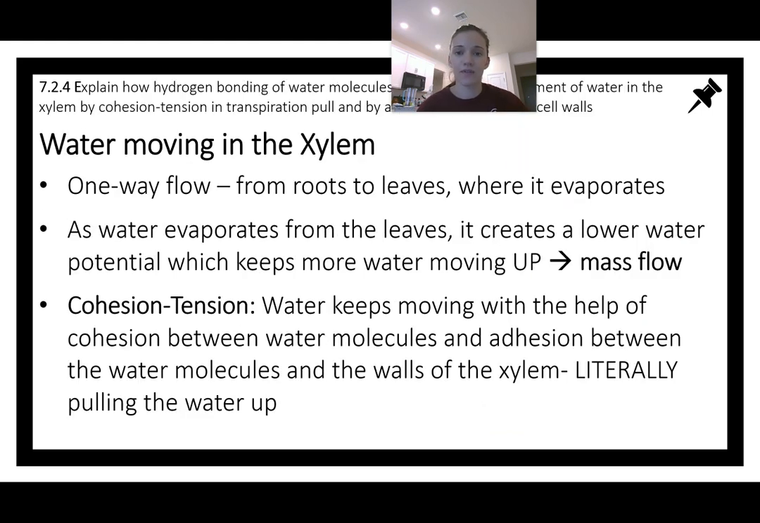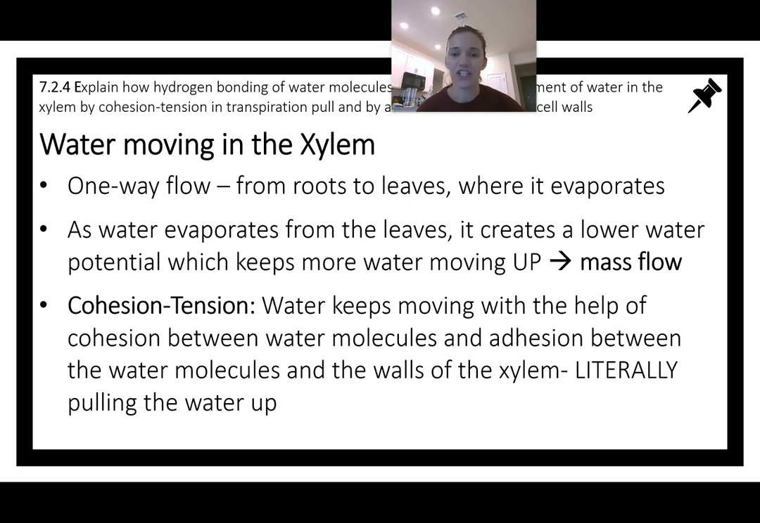Okay, so then, like we said, the xylem is one-way flow, roots to leaves. It evaporates from the leaves, and then more comes from the roots, and then it just keeps going up. So as water evaporates from the leaves, it creates a lower water potential in the leaves because it's evaporating, so less water in the leaves. It's going to keep it moving up. So this is also called mass flow. Mass flow applies to both.